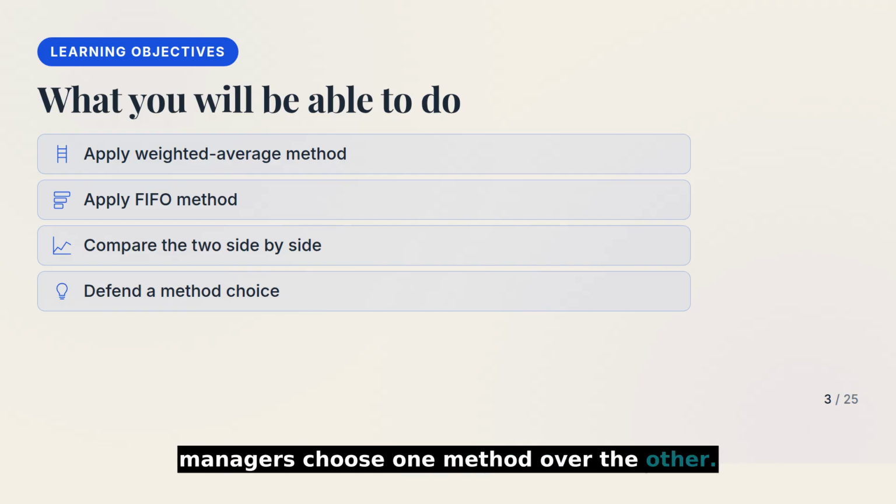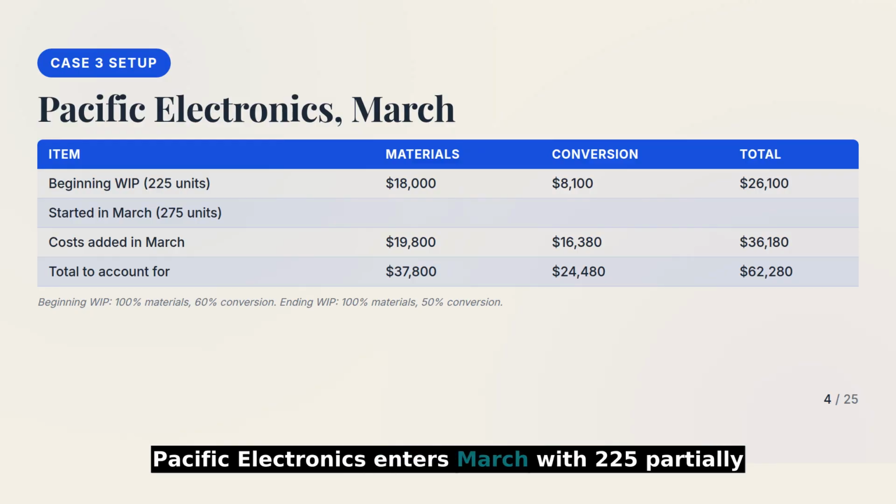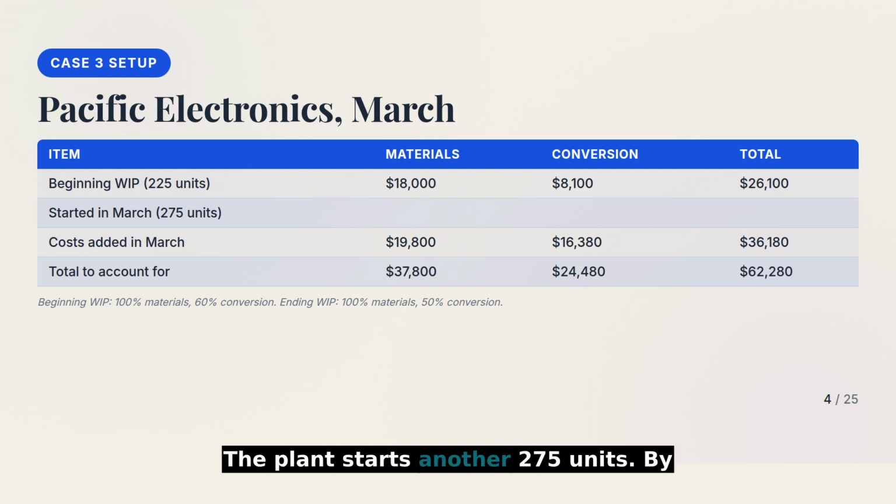Pacific Electronics enters March with 225 partially assembled units left over from February. Those units are 100% complete on materials and 60% complete on conversion. The plant starts another 275 units. By month end, 400 are finished and 100 are still on the line. The total cost pool is $62,280. The question is how to split that pool.